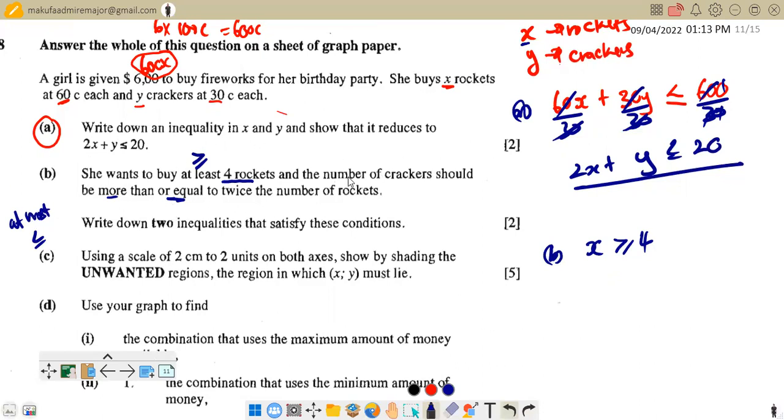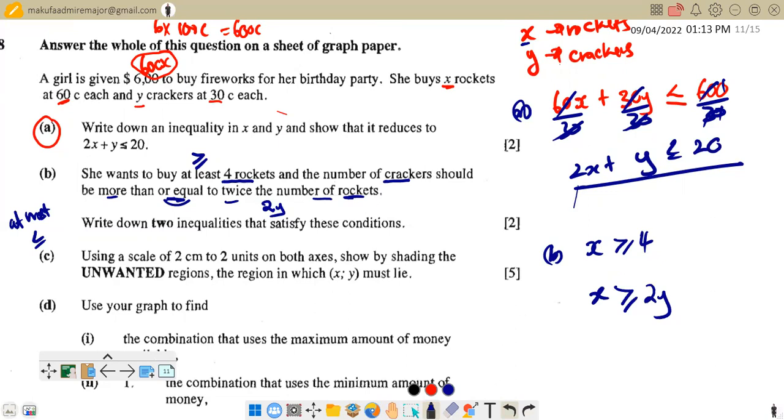Then the other part here, the number of crackers, which is X. So our X should be more than or equal to twice the number of rockets. Twice means 2 times, so X is greater than or equal to 2y. Sorry, the number of crackers. Remember, our crackers is y.